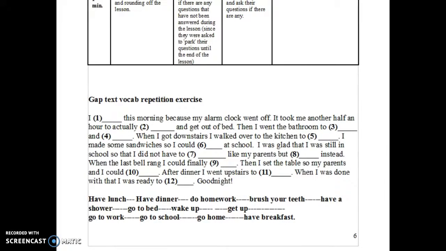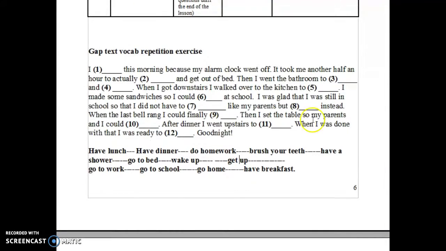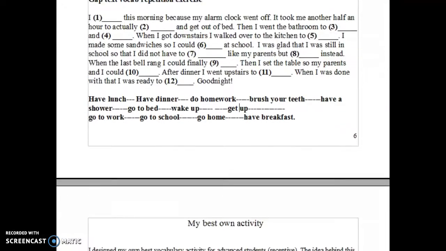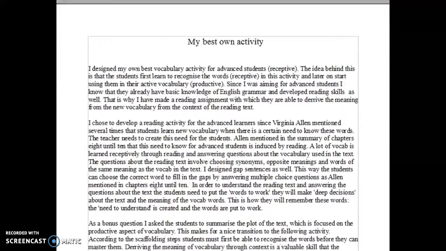The only thing we really didn't think about was the level of grammar that is used in this exercise. This was way too high for the level the students had reached. And after this, we had the students make new words, so design new contexts in which they could use these words. So the only thing I really have to pay close attention to is the level of grammar in vocabulary exercises, which brings me to my best own activity, which I designed for advanced students, receptively.